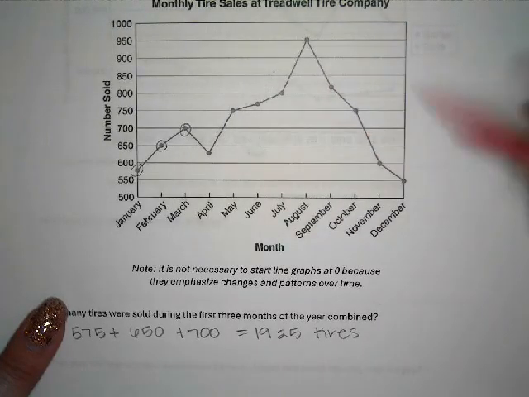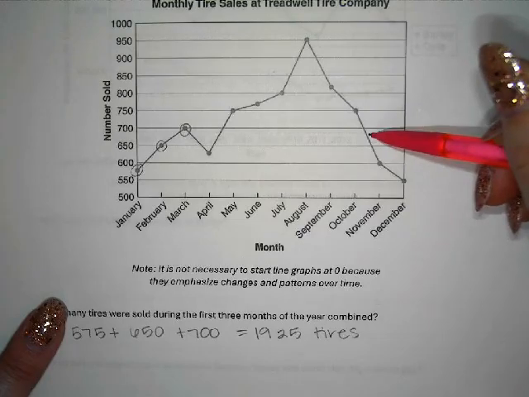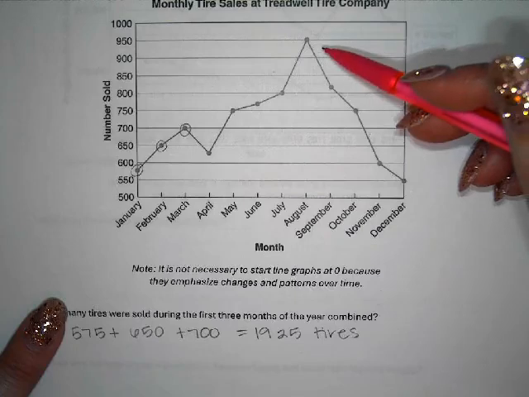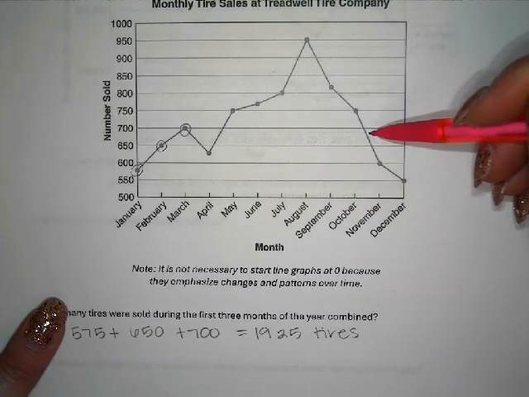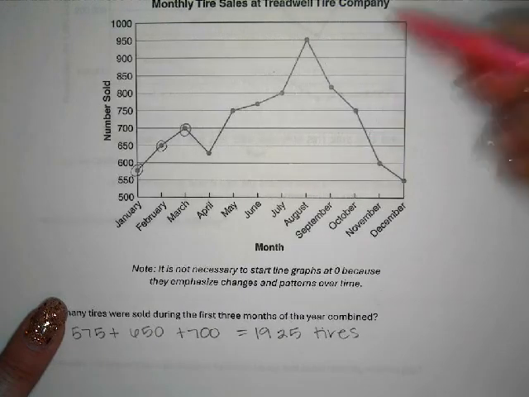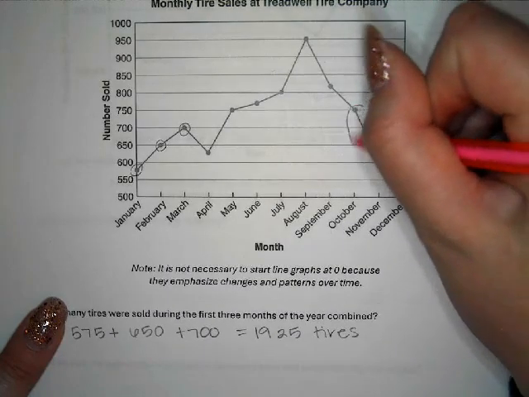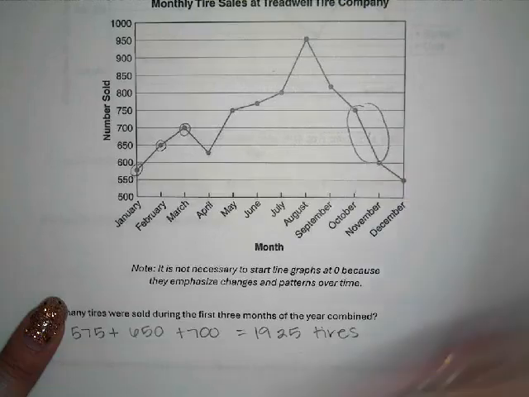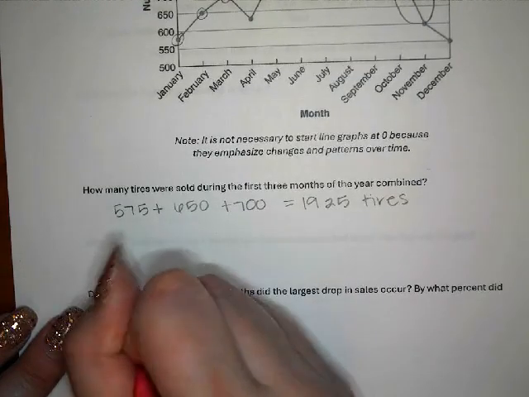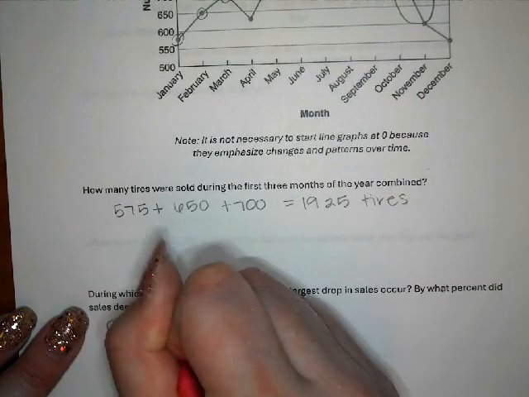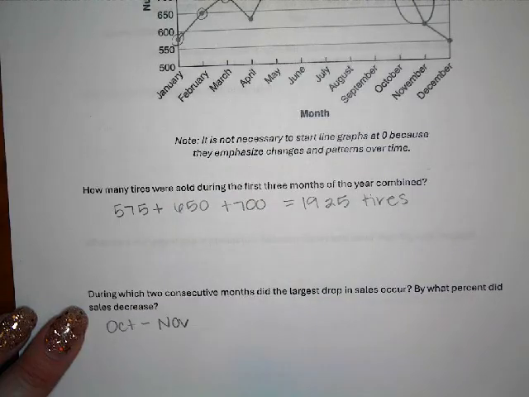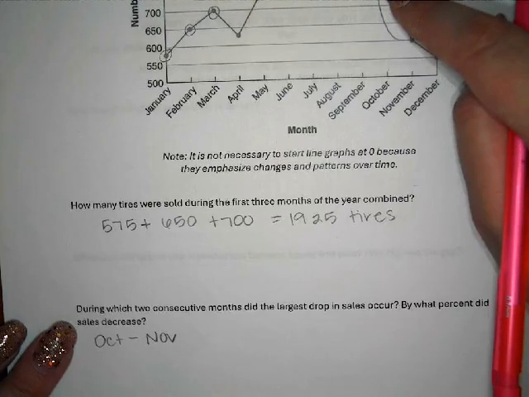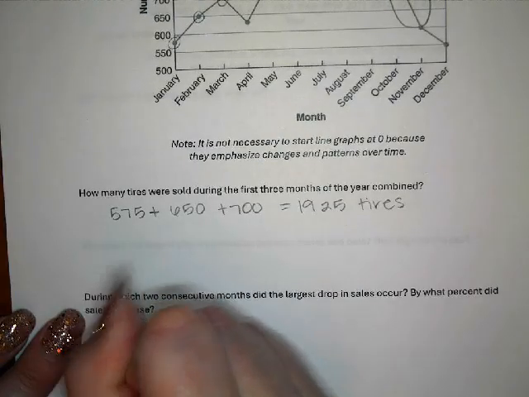You can just imagine that you were skiing or snowboarding or something. This one would be a little bit scary or a little bit faster. So this is what we're looking at right here. We're looking at October to November. So we have to write down the numbers for each of those. The October number is 750. The November number is 600.